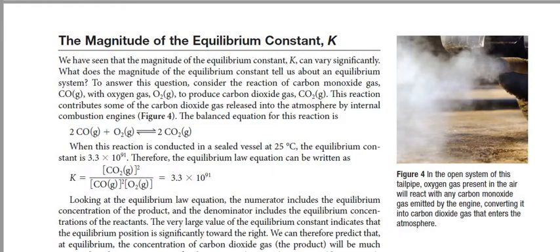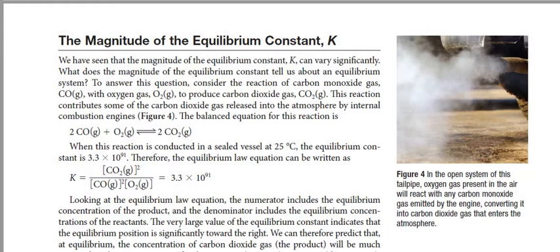The magnitude of the equilibrium constant K. We have seen that the magnitude of the equilibrium constant K can vary significantly. What does the magnitude of the equilibrium constant tell us about the equilibrium system? To answer this question, consider the reaction of carbon monoxide gas, CO, with oxygen gas, O2, to produce carbon dioxide gas, CO2. This reaction contributes some of the carbon dioxide gas released into the atmosphere by internal combustion engines, in figure 4.